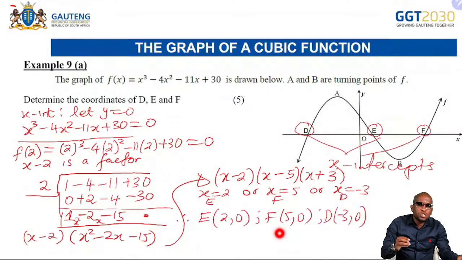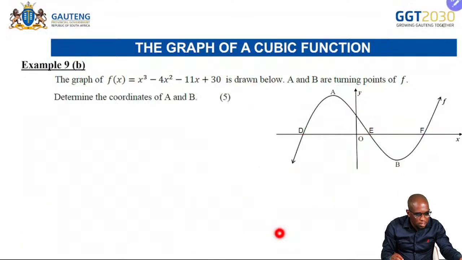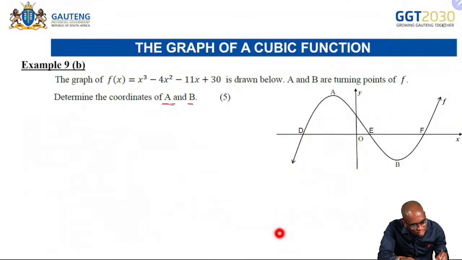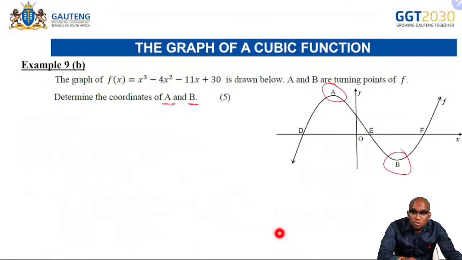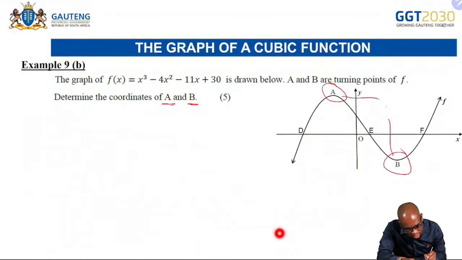So you used your factor theorem. That's very, very important. We use the factor theorem to do that. Now, next question, we want the coordinates of A and B. If we check now A and B there, when you look at these points, you can see that these represent what? The turning points.